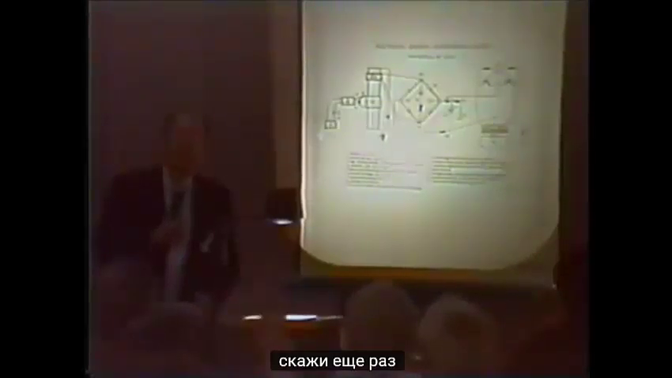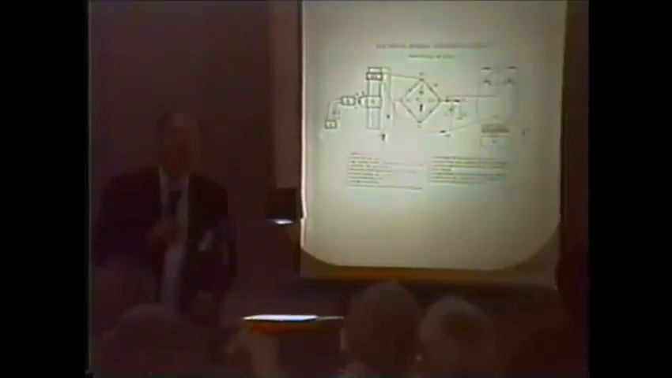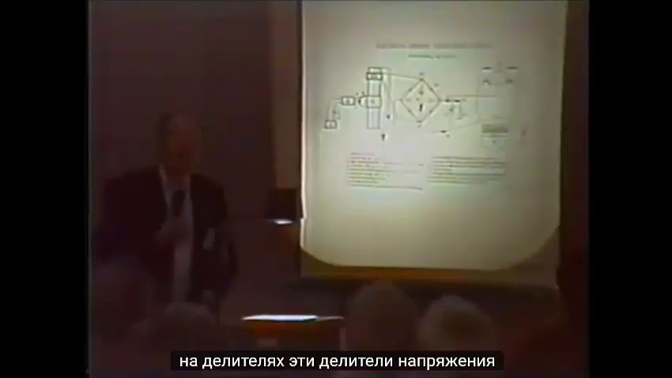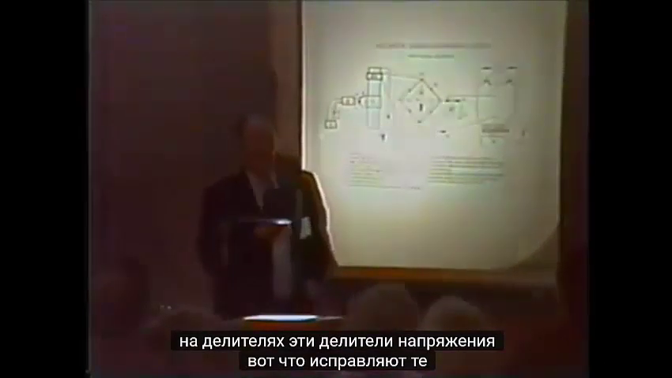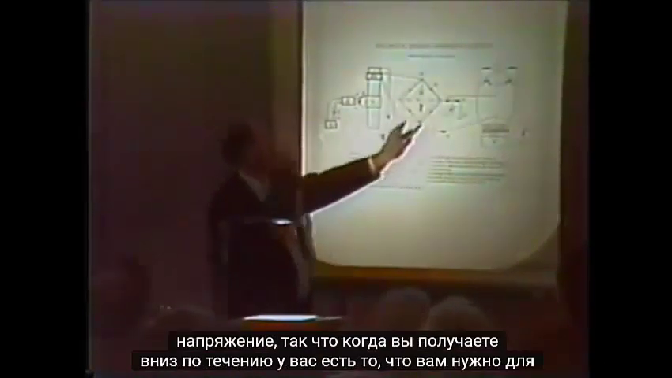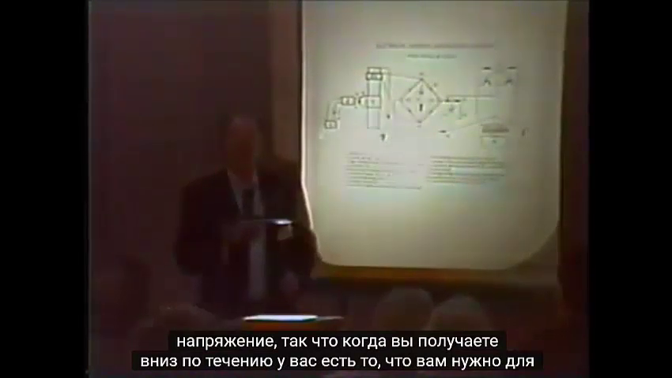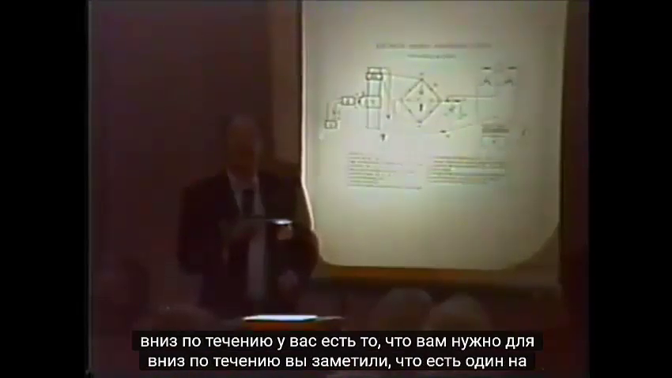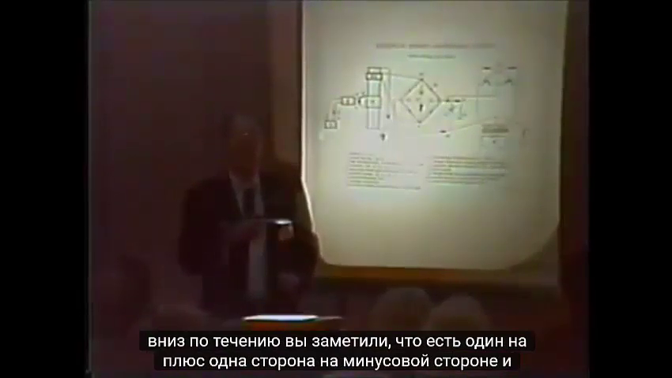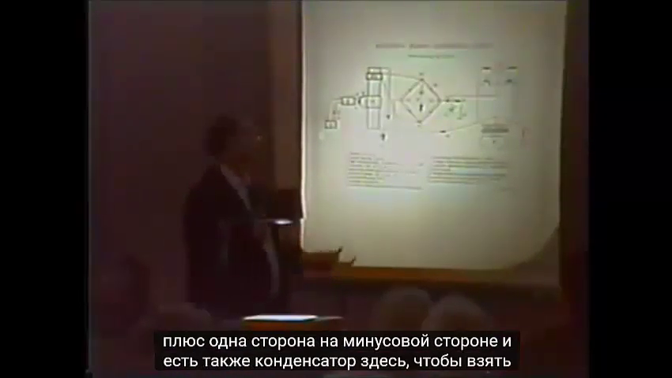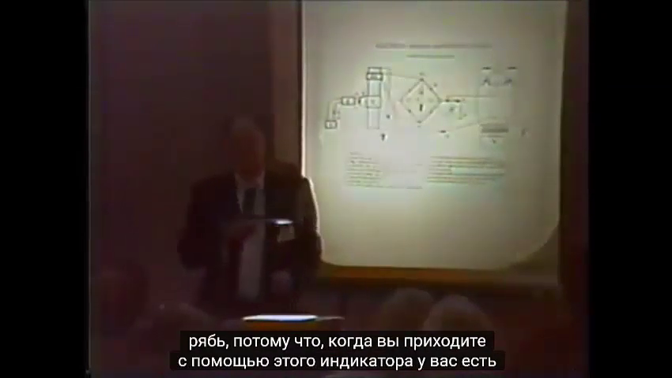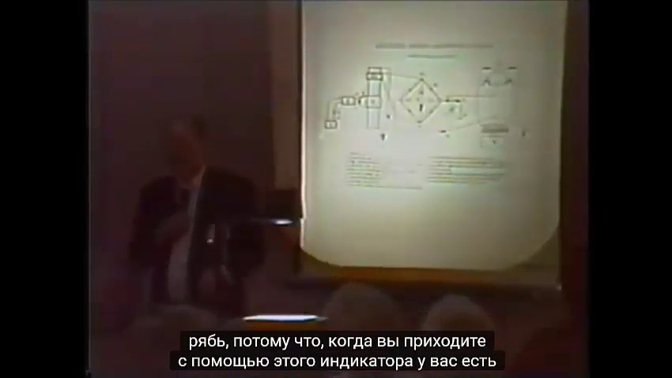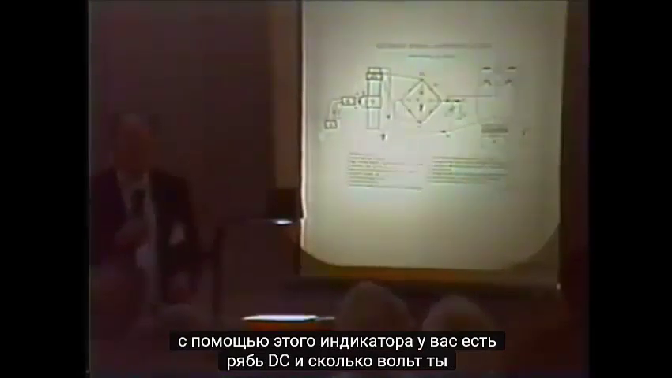Say again? Is there some place to start with the value of those resistors, like number 11s? On the dividers, these voltage dividers here, what those are doing is correcting the voltage so that when you get downstream, you've got what you need. You notice there's one on the plus side and one on the minus side. And there's also a capacitor in here to take the ripple out, because when you come through that diode bridge, you've got rippling DC.